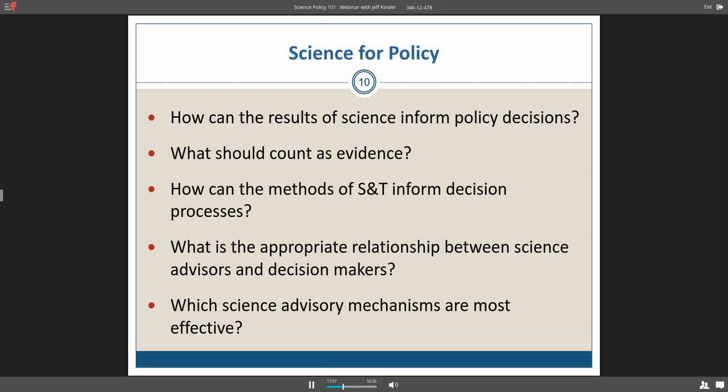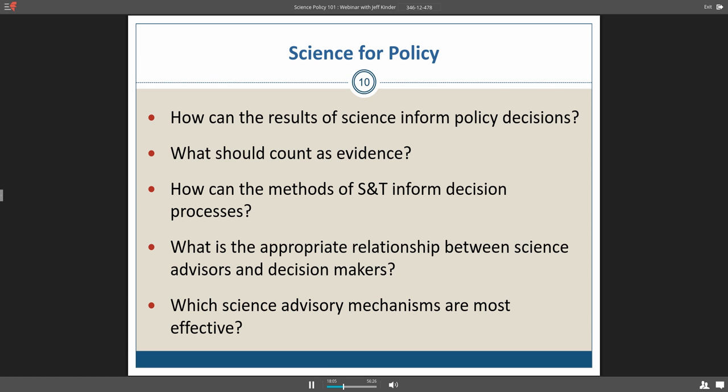What's the appropriate relationship between science advisors and decision makers? And this is something we're obviously grappling with right now as the government looks to create a chief science advisor position and works through questions around who that person will report to, and how open that advice will be versus a more confidential approach. So those are the types of questions that we're dealing with.